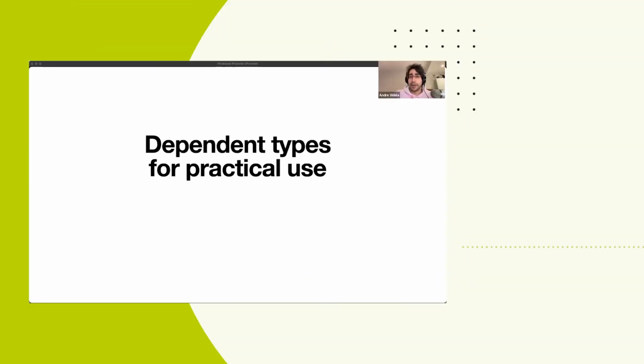So this presentation is about dependent types, and more particularly dependent types for practical use. What do I mean by practical use? I mean use in industrial software, or use where proving statements is not the focus, but using software or programming languages is the focus.